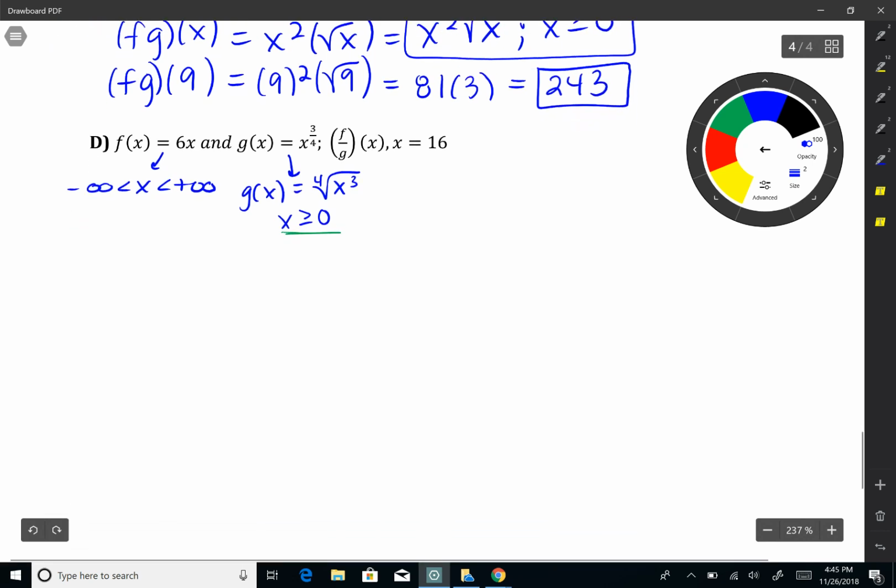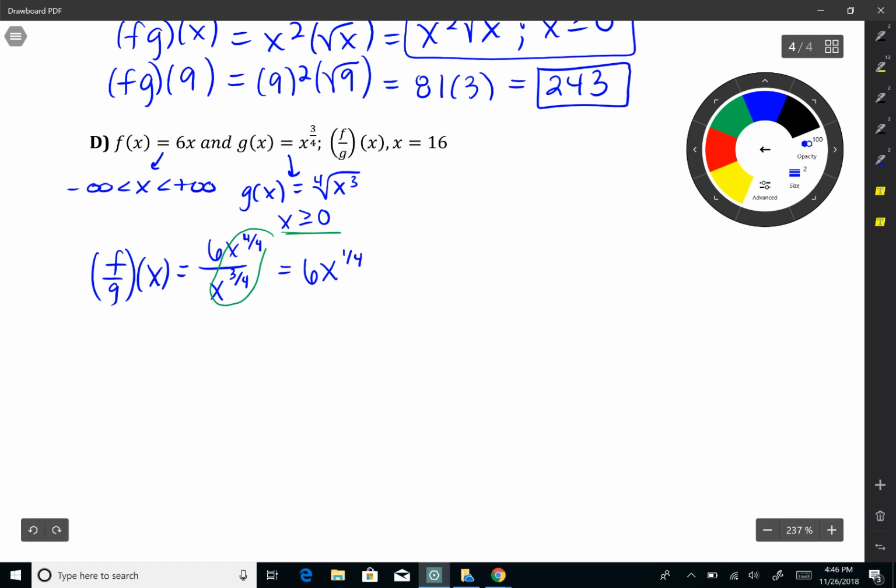So I have f over g of x. That's going to be 6x over x to the 3/4. Okay, we can simplify this because this is x to the 1st. And remember that we need a common denominator, so 1 is the same thing as 4/4. And we're going to subtract 3/4 using our quotient property here. So that would just be 6x to the 1/4. All right, so we end up not having it in the denominator, so we don't have to worry about making sure our denominator doesn't equal 0. So my domain is still x is greater than or equal to 0.